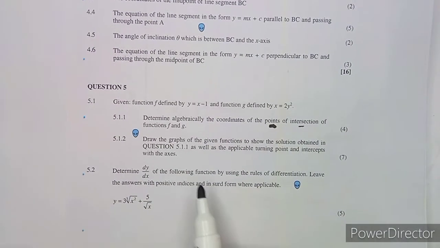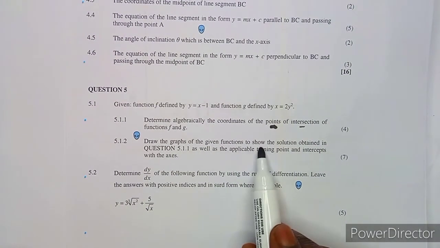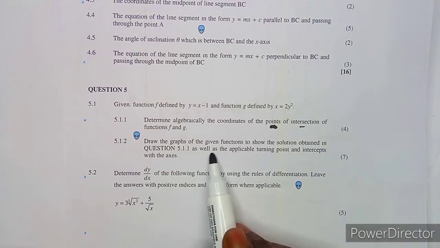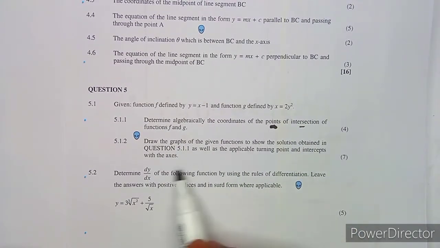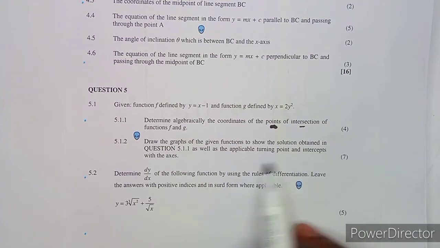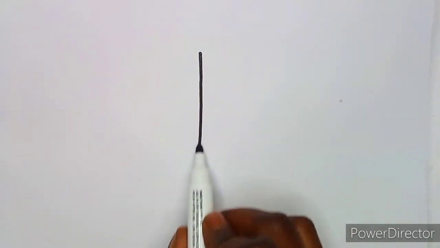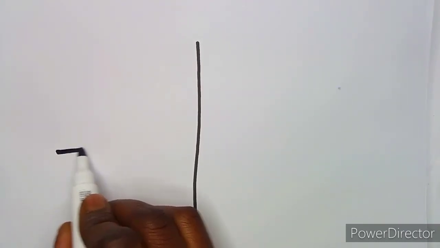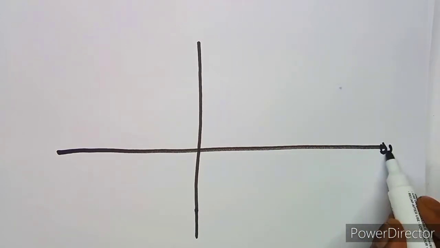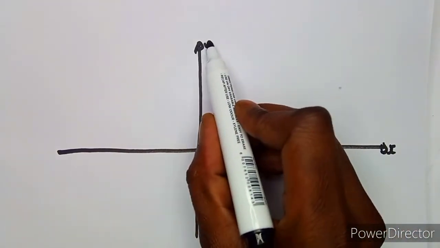which is to draw the graphs of the functions to show the solution obtained in 5, as well as the turning point and the intercepts with the axes. All right, so in order for us to draw, definitely these graphs are going to intersect at a certain point. So I'm just going to have it as a sketch, but you actually understand what is happening, because what you just need is something like this, a Cartesian plane. Make sure that you've got straight lines there. All right, that's your x and that's your y there.